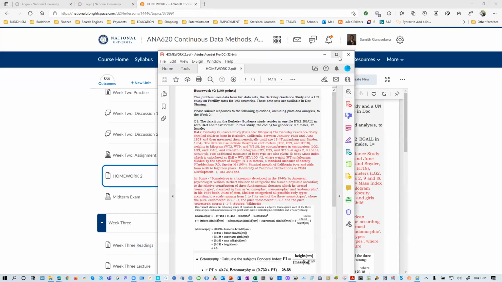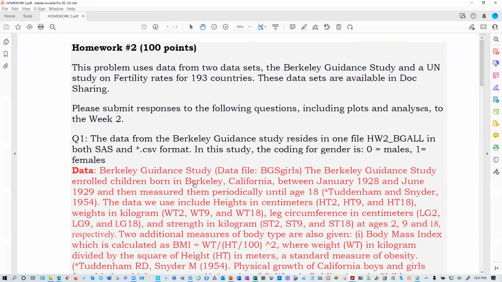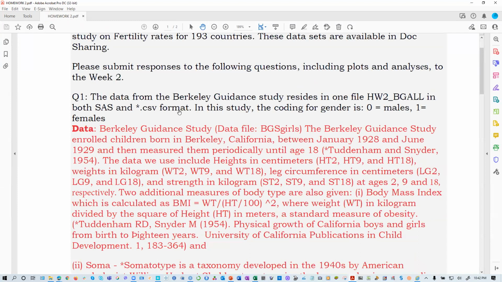I'm going to make this one a little bit larger. You can see it on your side too. So the data from the Berkeley Guidance Study reside in the Berkeley Guidance Study data file, BGS girl. The Berkeley Guidance Study enrolled children born in Berkeley, California between January 1928 and June 1929, and then measured them periodically until age 18. This is the people who did this experiment.